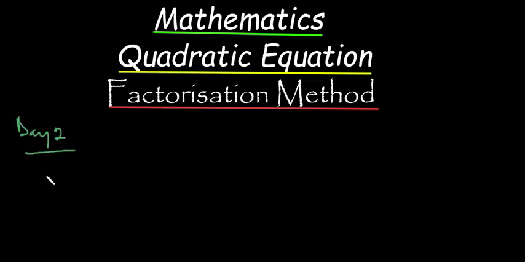On day 2, we looked at when the value of our a in ax squared plus bx plus c is greater than 1. How do we factorize that equation? We walked through different examples on how to factorize our quadratic equation when the value of our a is greater than 1. That's what we did throughout day 2, and it was awesome. I'm sure you will not like to miss that class.